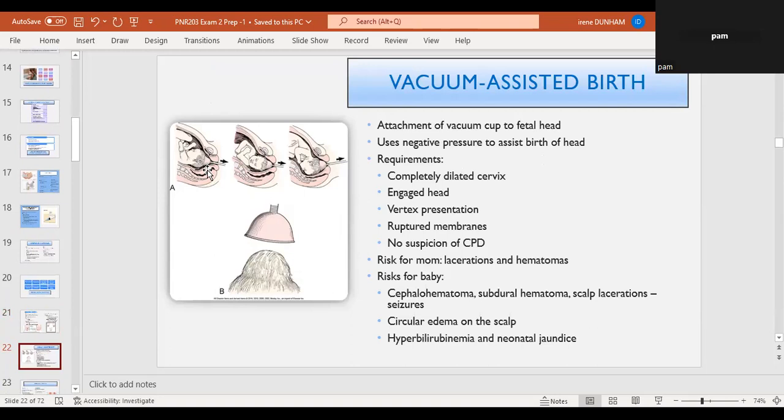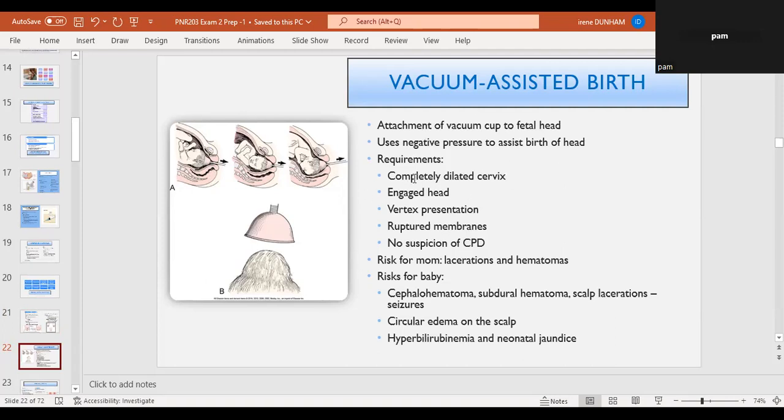She just can't push. If you had a patient who's been in labor a long time and now they're ready to push, they really get tired. After a few pushes, all of a sudden they get really, really tired. So we can do a vacuum extractor, as we can see. And again, it's negative pressure to assist the birth of the head.